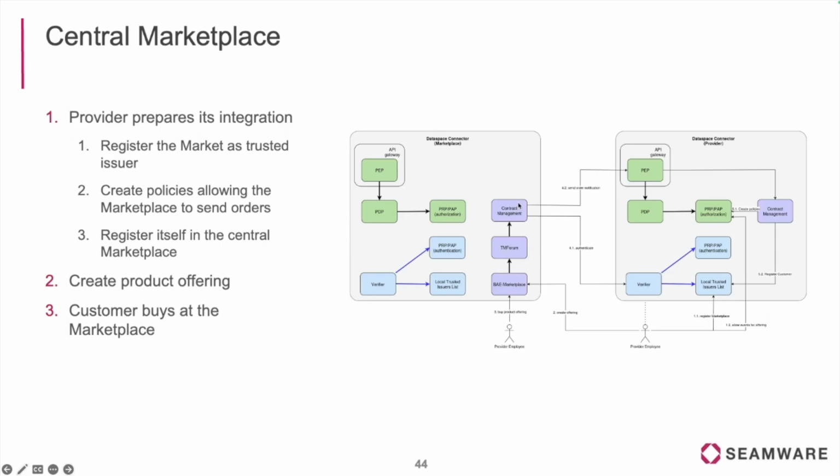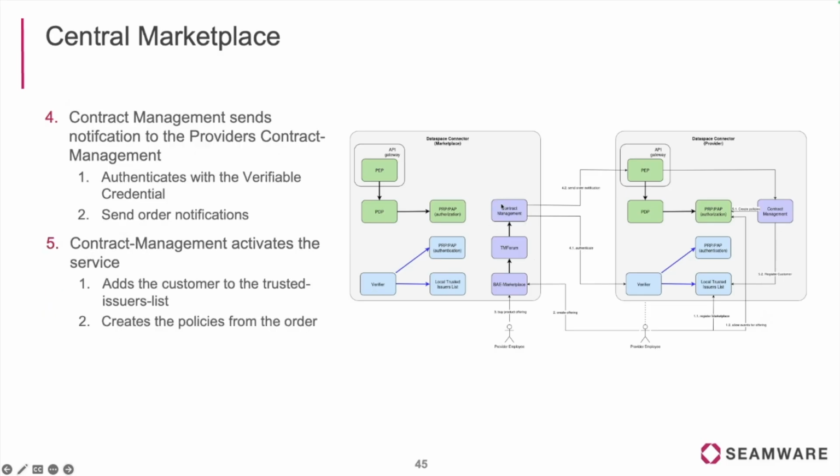And since this has a contract management component, which is subscribed to the TM Forum, the notification that a new product order has been created is received by this contract management. The contract management knows that this is working in a central marketplace manner, so it is going to send a direct notification to the provider contract management. It's going to be authenticated using the marketplace credential, making this an authenticated request through the PEP.